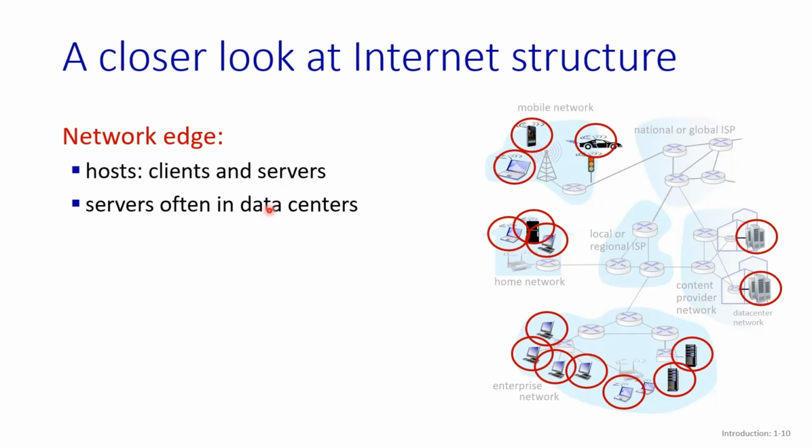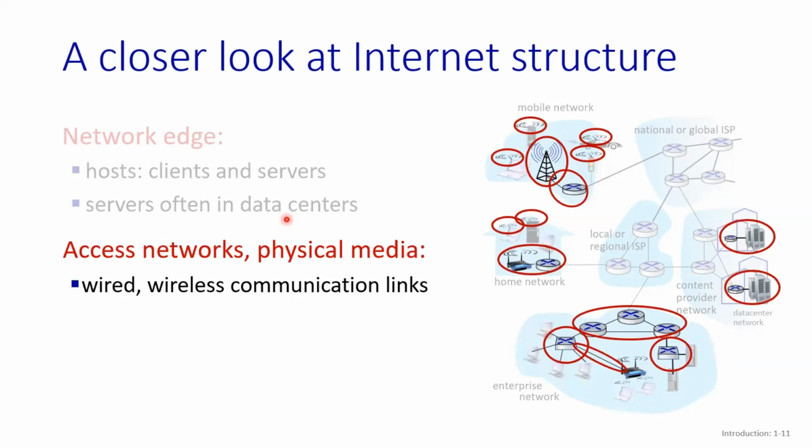For example, Google has 30 to 40 data centers, and each data center contains thousands of servers. The servers are always in the listening state. They are always on, always listening to the requests made by the clients. We will study servers and clients later in this course.